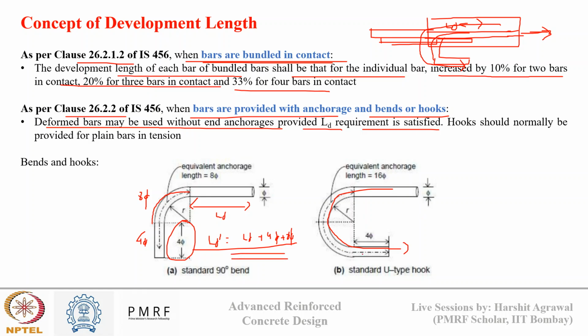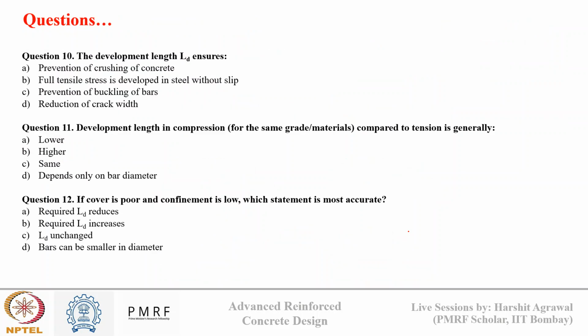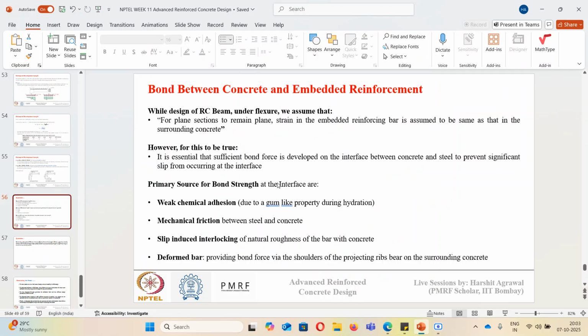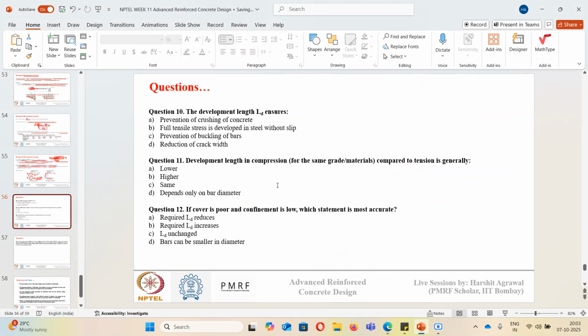Okay, so such cases we do when my section has a limited dimension and enough bond strength has not been developed between steel and concrete. So for those cases we provide bends and hooks. Okay, so just based on this concept of development length, try to answer these three simple questions. And in the meantime, if you have any doubt in this part regarding bond strength between steel and concrete, why it is important and why we are talking about development length, you can ask.